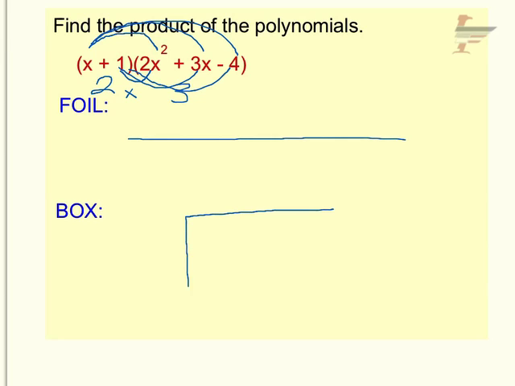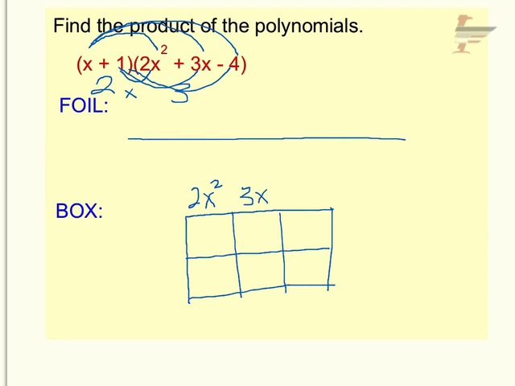We're going to make, for the box, just to go through setting this up again, I've got the 3 terms across the top, so that's 2x squared, a positive 3x, and a negative 4, and then along the side will be that x plus 1, so x and a positive 1. And then you would just multiply to get your terms on the inside, and then look for any like terms within the boxes to combine for your final answer.